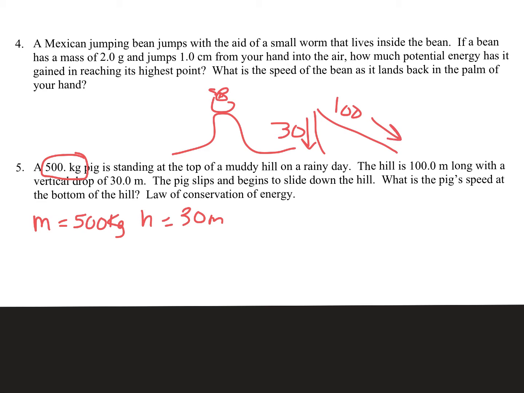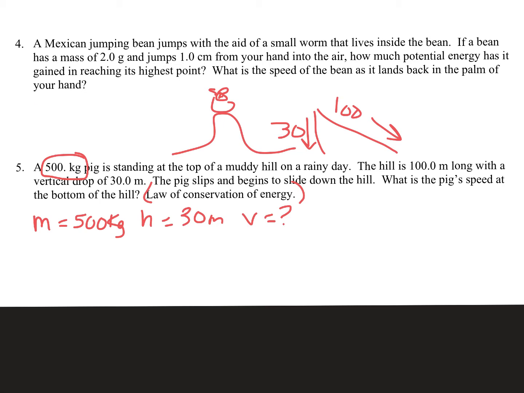The pig slips and slides down the hill. What is the pig's speed at the bottom of the hill? Wow, okay. So I'm going to look for the pig's eventual velocity on this one. So what can we do? The hint it says is the law of conservation of energy.